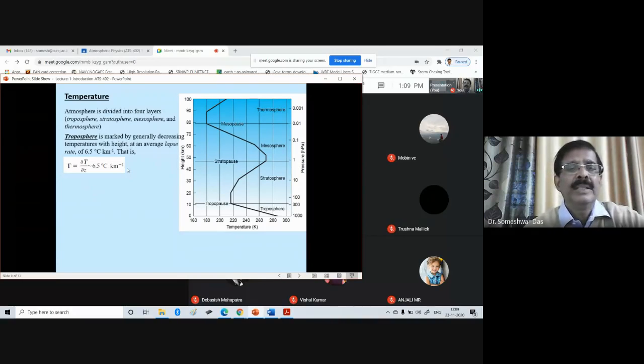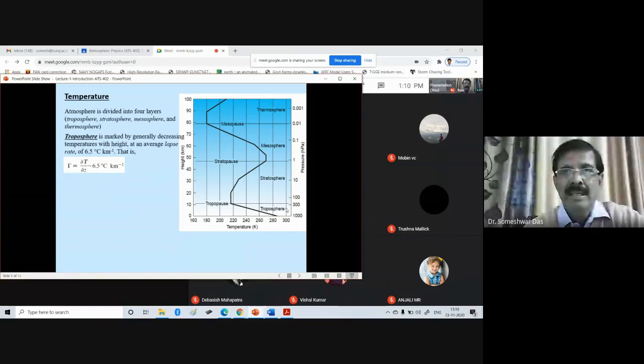So in the troposphere, normally the temperature decreases at this rate. But sometimes, in some very thin layer of the lower troposphere, the atmosphere will have an increase of temperature with height, depending upon the situation. That is called an inversion layer, where the temperature increases with height, and that occurs generally in the winter season.